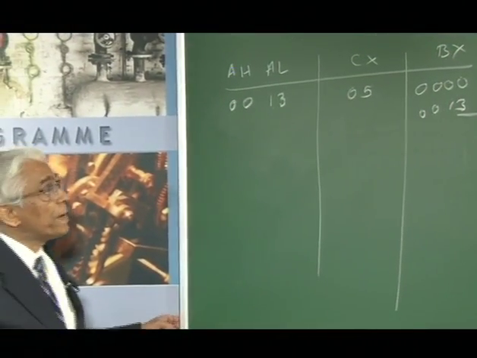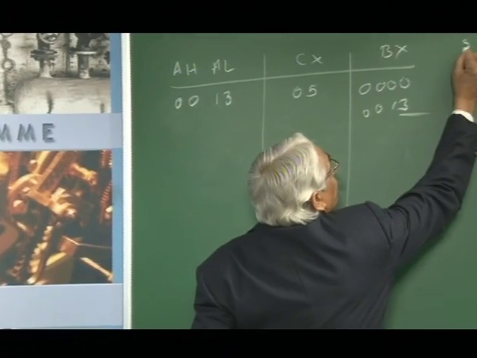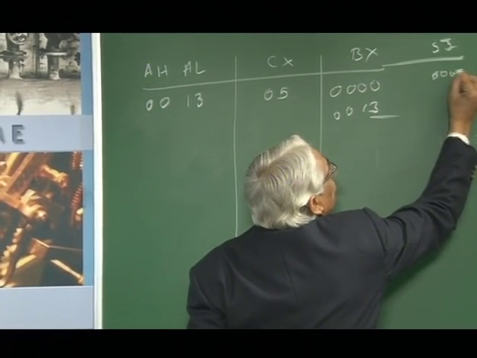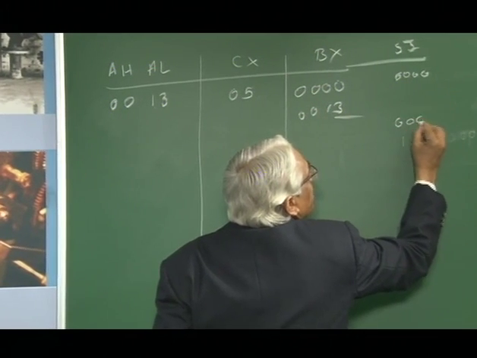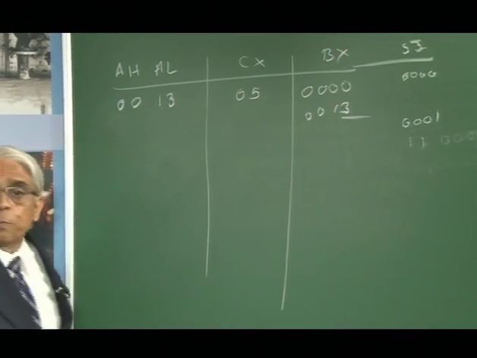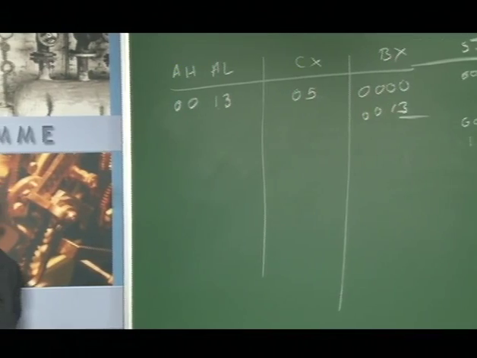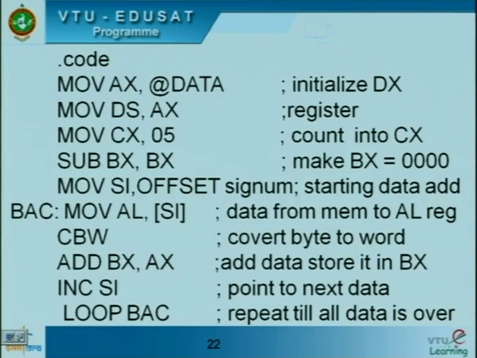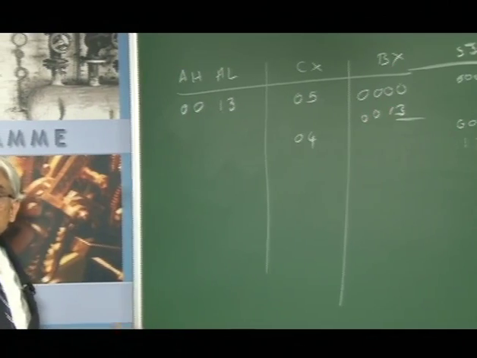Then we said increment SI. So SI is one, which is pointing to the first location, so I will put it as 0000. Next it is being incremented to 0001, which points to the next data. Again, when you go back to the loop, LOOP is an instruction which decrements the CX by 1, so this becomes equal to 4, and SI is pointing to the next data.